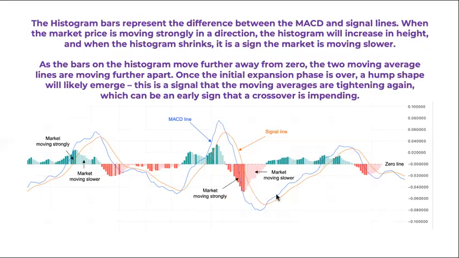Okay, next, you see these colored bars here, the dark and light green, dark and light red. These are what we call the histogram bars. The histogram bars represent the difference between the MACD and signal lines. When the market price is moving strongly in a direction, the histogram will increase in height. And when the histogram shrinks, it is a sign that the market is moving slower.